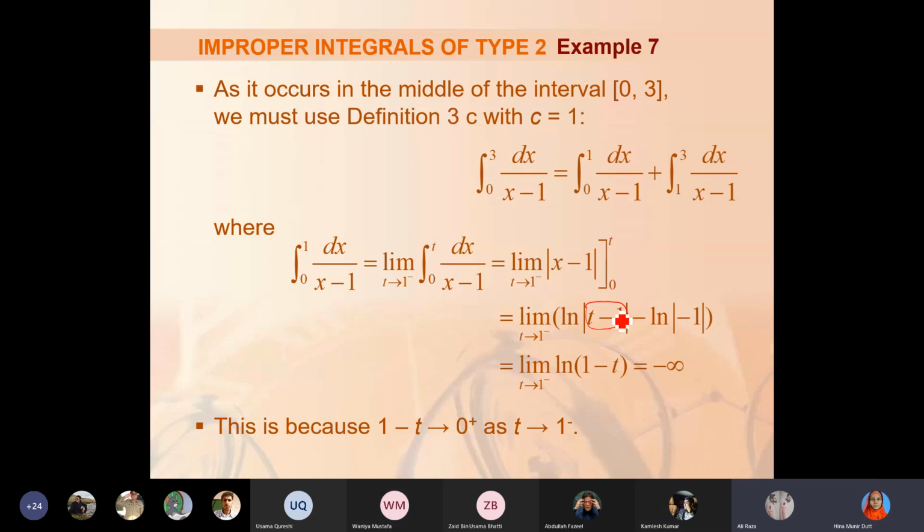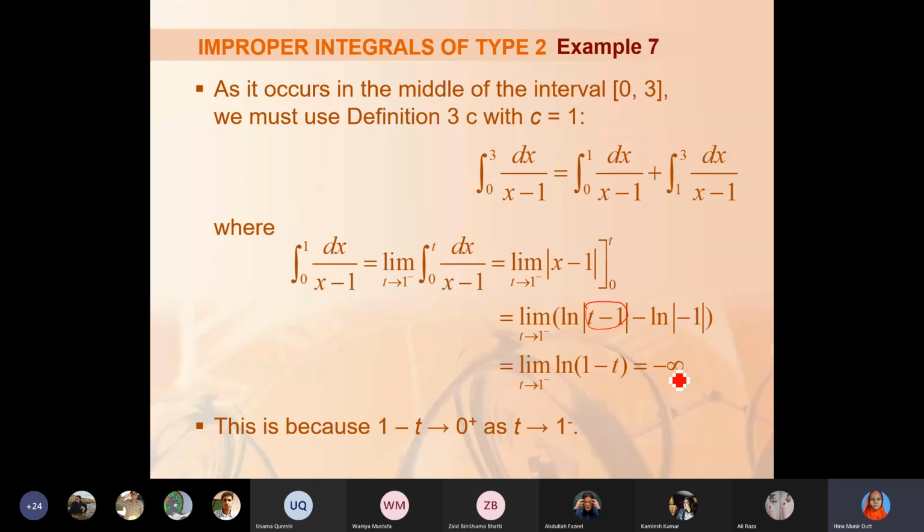So when I am taking the mod, I will write it as 1 minus t, not t minus 1, so that it becomes positive, because t is less than 1. t is approaching 1 from the left hand side. So I will write ln of 1 minus t. When I take the limit as t approaches 1, this becomes 1 minus 1, 0. So ln of 0 is minus infinity.